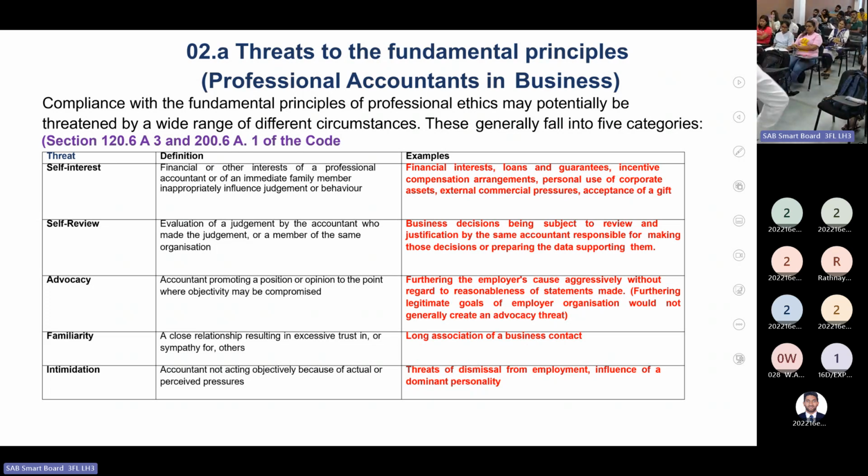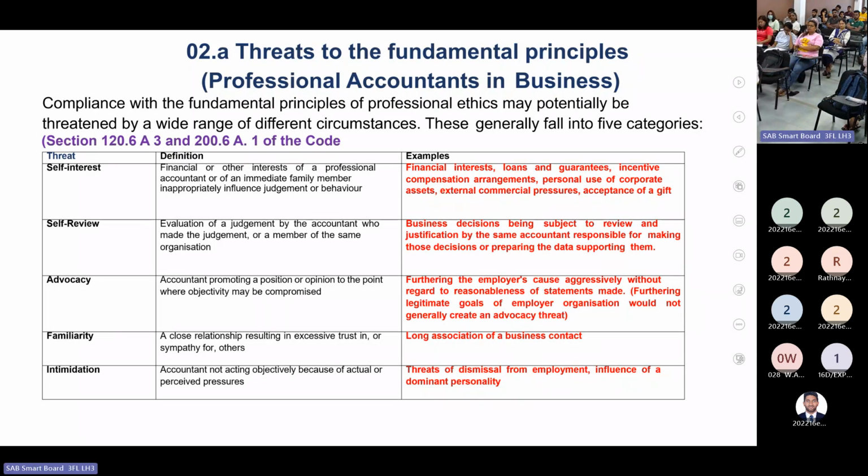The first one is self-interest, right? Threats can be categorized into two parts: professional accountant in business and professional accountant in practice. What is the difference? I would say a CFO is a professional accountant in business, right? I would say an audit partner is a professional accountant in practice, right?